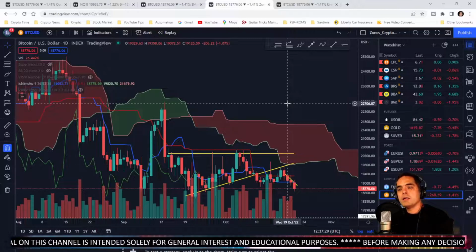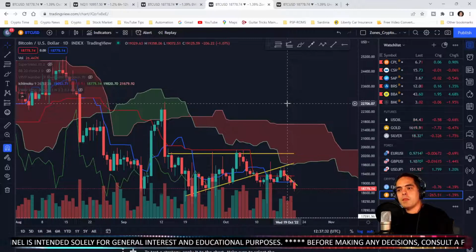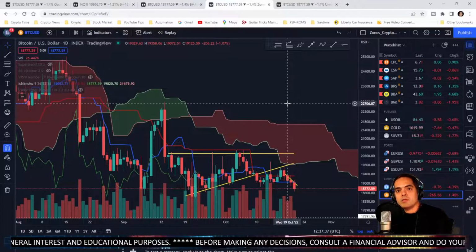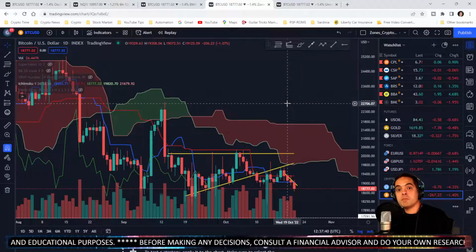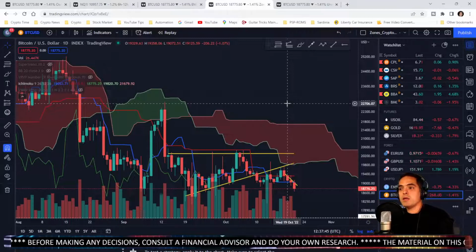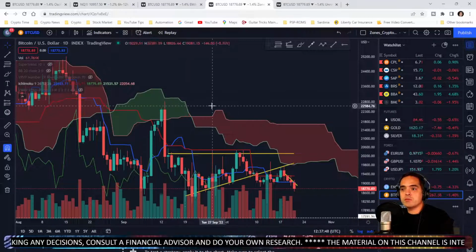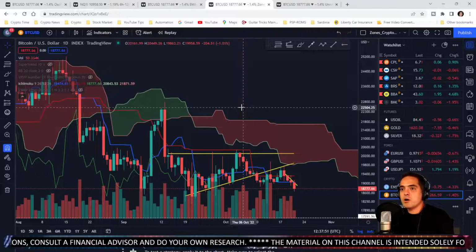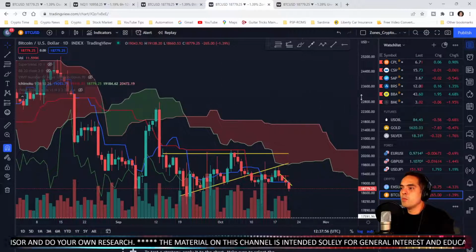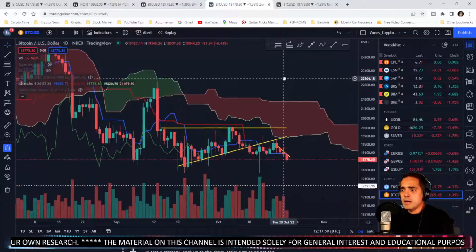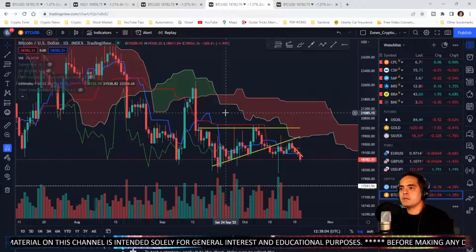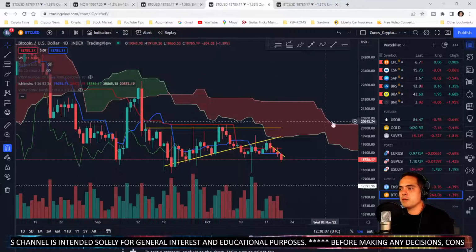So the idea is to keep tracking Bitcoin price, to understand the levels and what's going to happen next, so we can buy more, at least for the medium and long term. And if you are into short term trades, then that's another story. Let me know if you want to know more about short term trading. But the idea here is to quickly give you an update about the crypto markets.